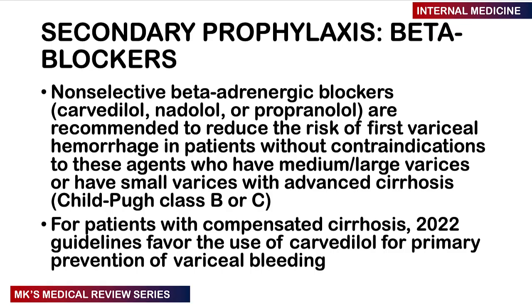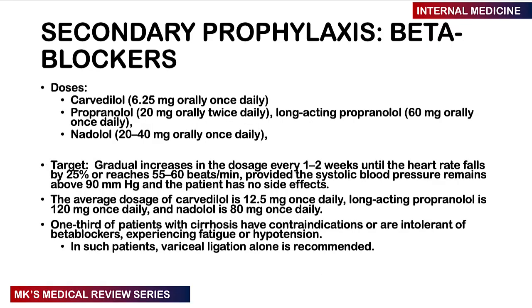So for your patients with compensated cirrhosis, the 2022 guidelines favor the use of carvedilol for primary prevention of the variceal bleed. So generally, the doses that we can give: carvedilol 6.25 milligrams once a day, propranolol 20 milligrams orally twice a day, or the long-acting, extended release 60 milligrams once a day, or nadolol 20 to 40 milligrams once a day. So you want to gradually increase your dose at intervals of about 1 to 2 weeks, and you're aiming for the heart rate to fall by about 25%, or at least to reach about 55 to 60 beats per minute without them having significant side effects.